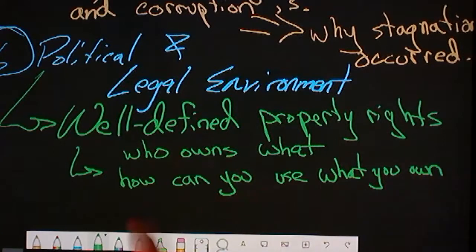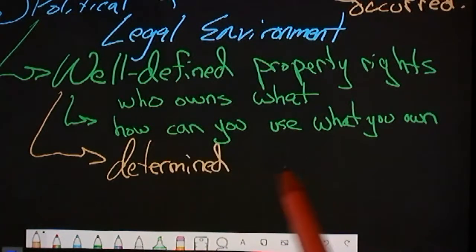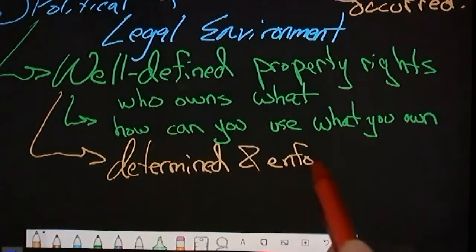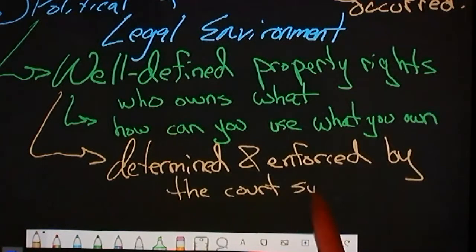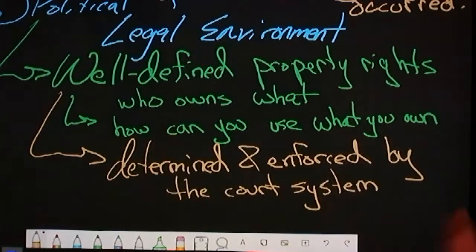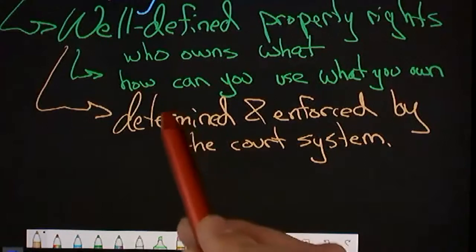And so this is determined and really enforced by the court system. Right? We have three branches of government, executive, legislative, and judiciary, right? So the judiciary system, they're the ones who enforce it. They're definitely enforced by the court. But who are they also determined by? So this is more of the determined partly.